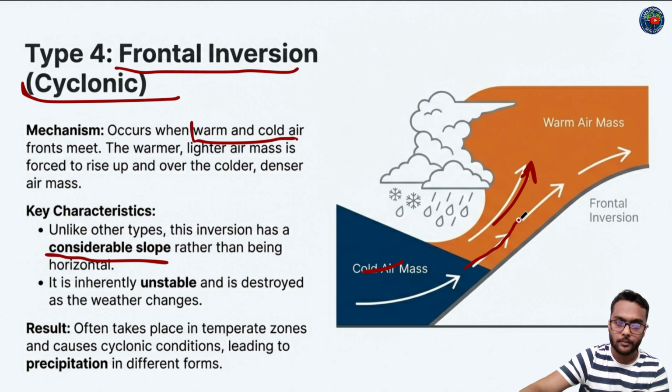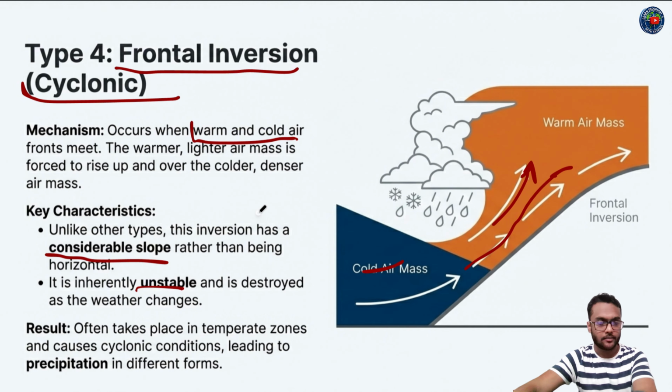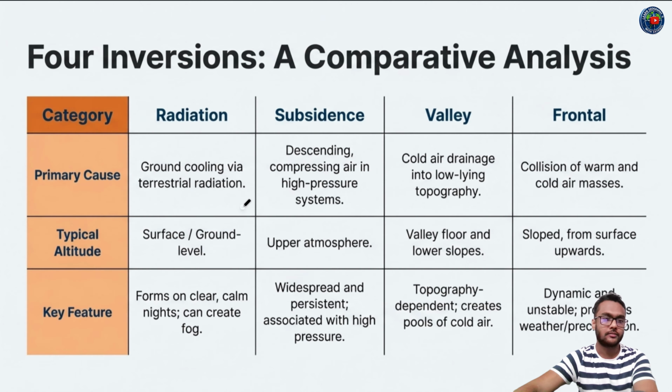Key characteristics are, unlike other types, this inversion has a considerable slope. This is a slope rather than being horizontal. It is inherently unstable and is destroyed as the weather changes. It often takes place in temperate zones and causes cyclonic conditions leading to precipitation in different forms. It may create rainfall and different kinds of cyclonic conditions.